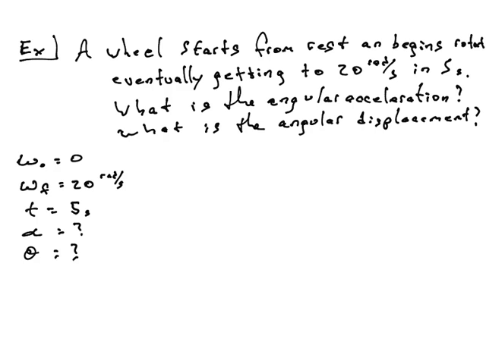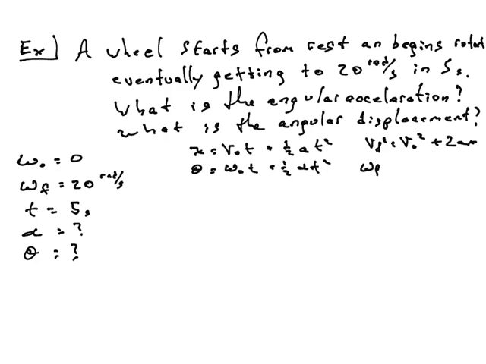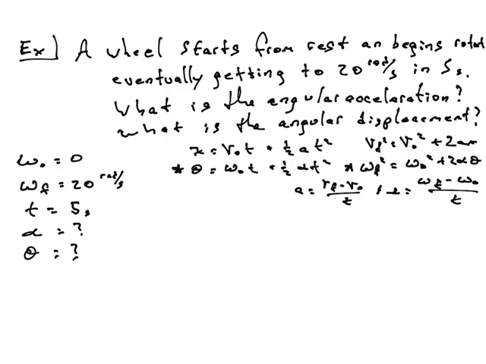All right. Next step is what equations do we have? Well, we have x equals v naught t plus 1/2 at squared, which is actually theta equals omega naught t plus 1/2 alpha t squared. And we have vf squared equals v naught squared plus 2ax, which actually is omega f squared equals omega naught squared plus 2 alpha theta. And lastly, acceleration is final velocity minus initial velocity over time, which becomes alpha equals omega f minus omega naught over t. Those are my 3 equations.